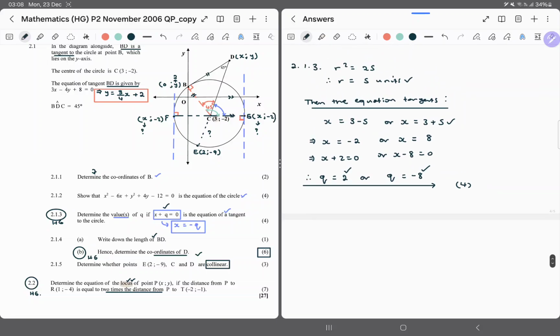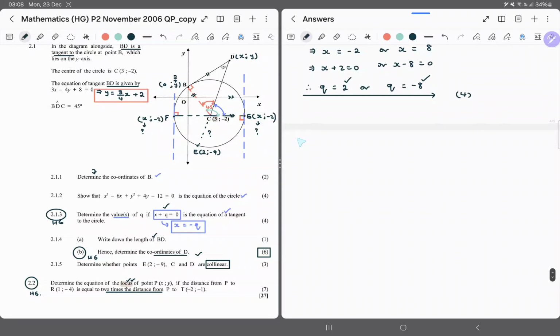Now that was 2.1.4. We need to write down the length of BD. We know that in the triangle, of course, we don't stress. We can just say BD is going to be equal to the radius, which is going to be 5 units. Of course, this is just 1 mark, so 1 mark is good enough for the answer, even if we don't justify.